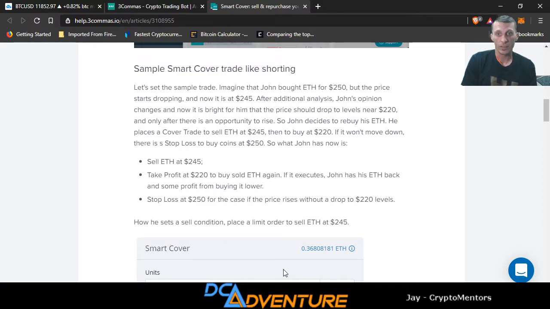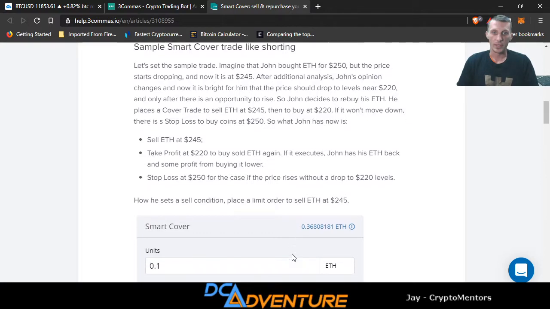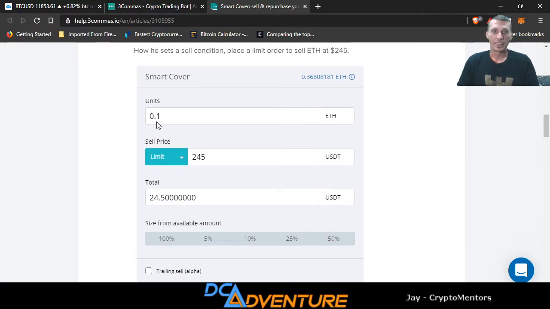So what John has now is sell ETH at 245, take profit at 220 to buy sold ETH again. If it executes, John has his ETH back and some profit from buying it lower. Stop loss at 250 for the case if the price rises without a drop to 220. He sets a sell condition, places a limit order to sell ETH at 245. So you can see here you got 0.1 unit, sell price at 245, total 24.5 USDT.